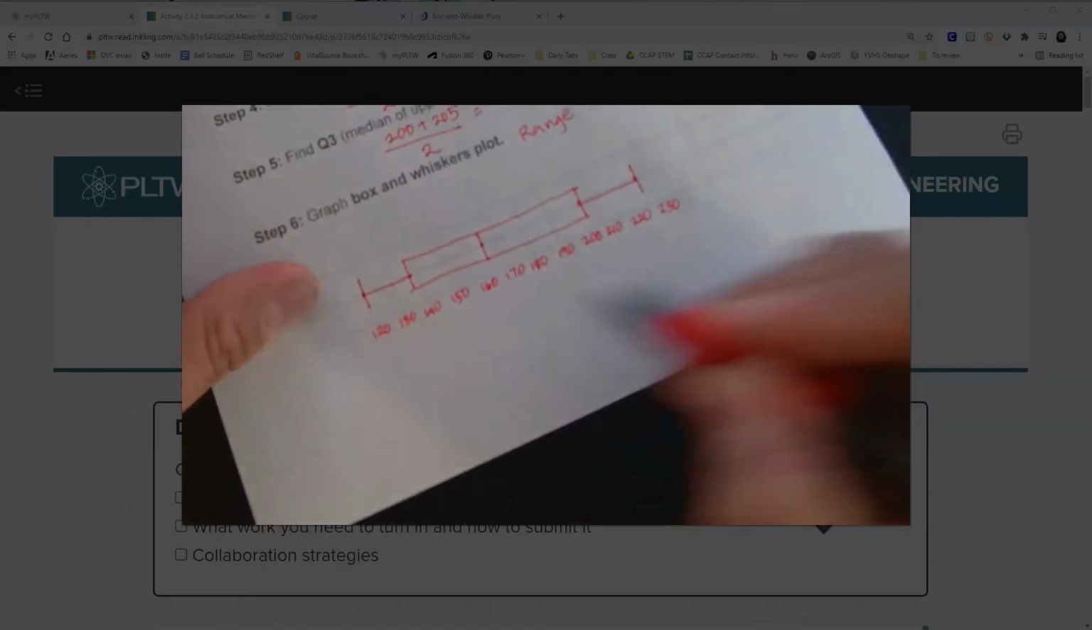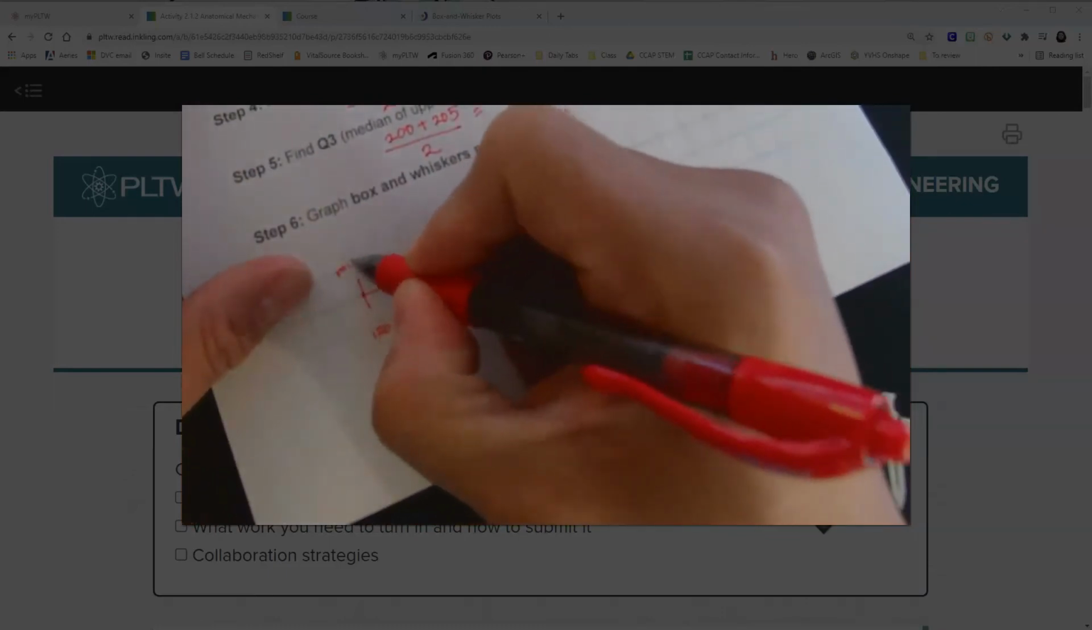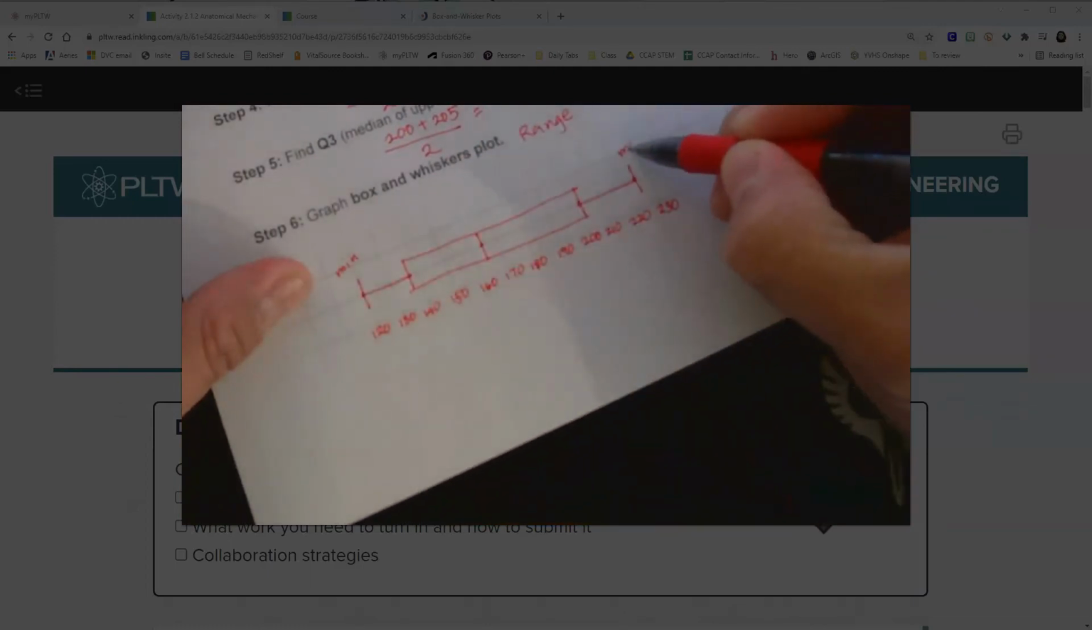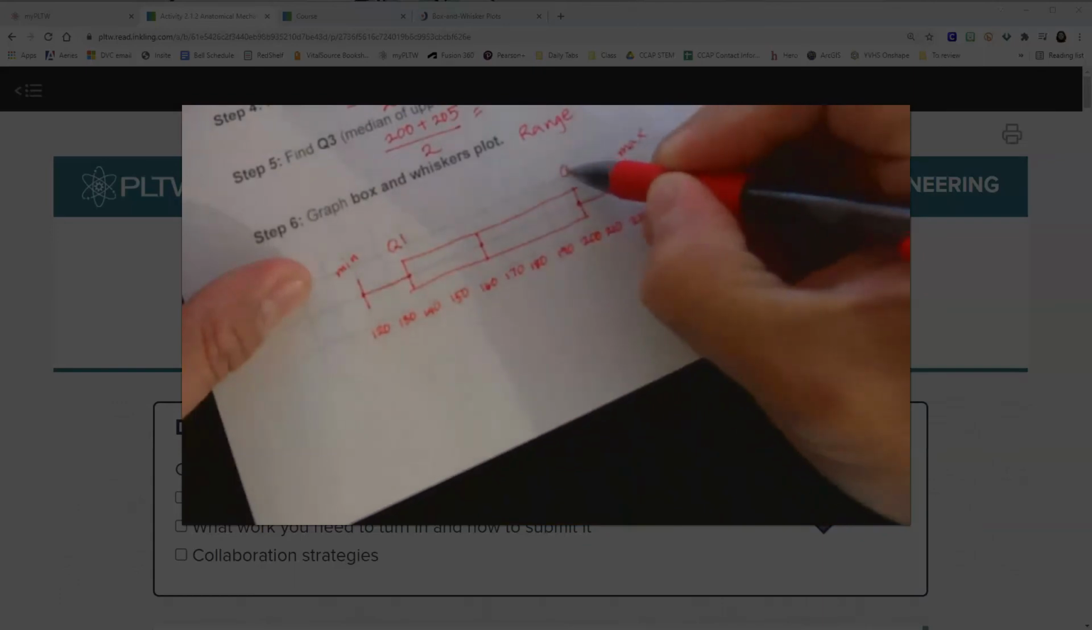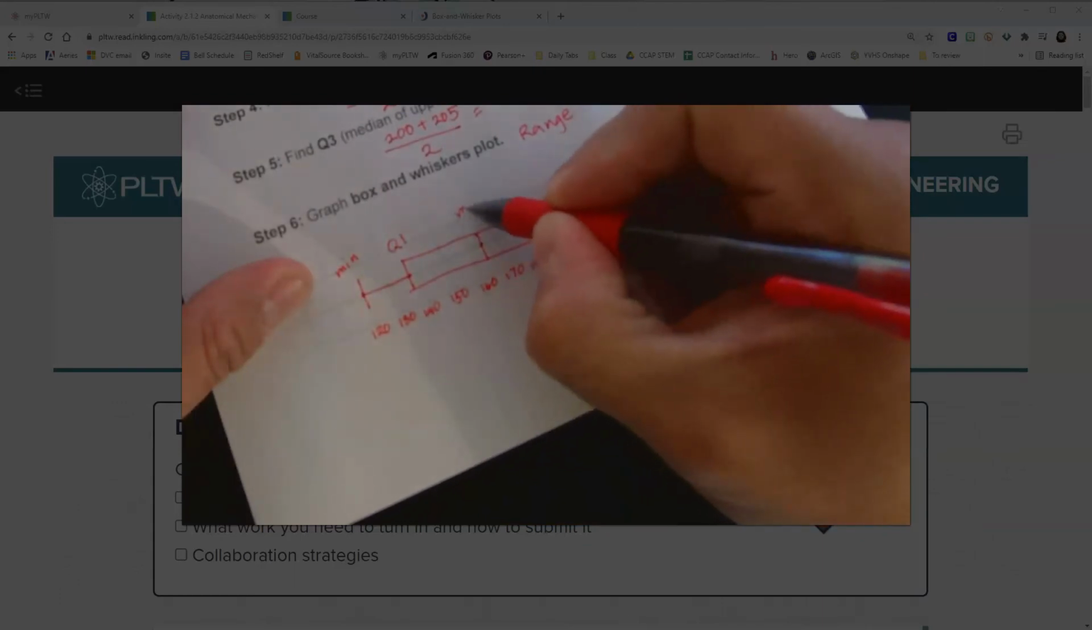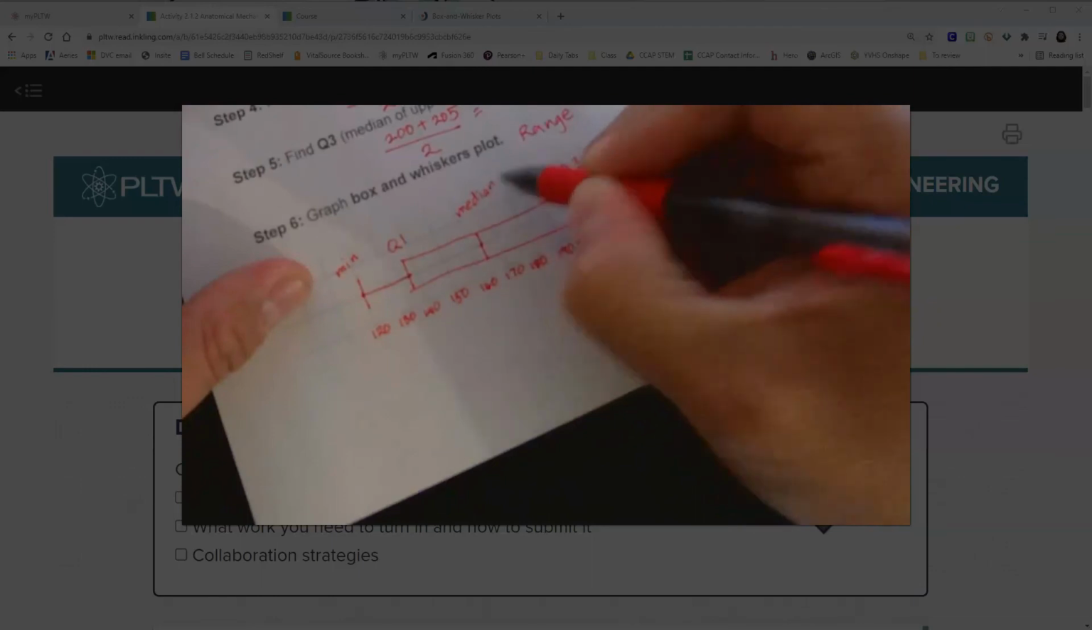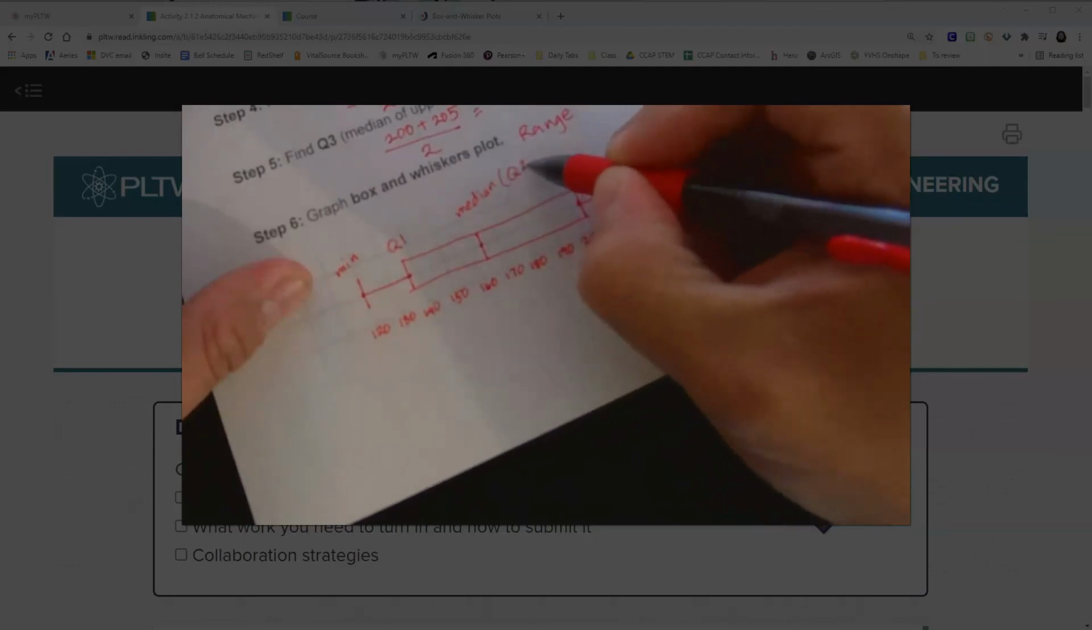So once more, label them: minimum, maximum, Q1, Q3, and then this one is the median, or Q2.